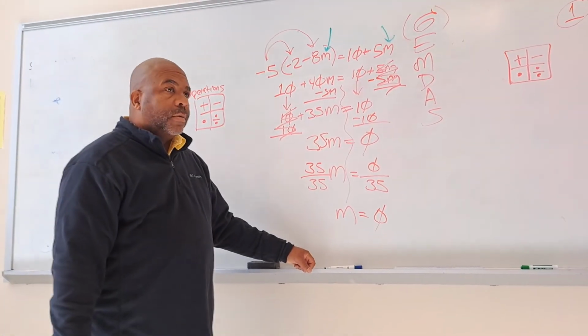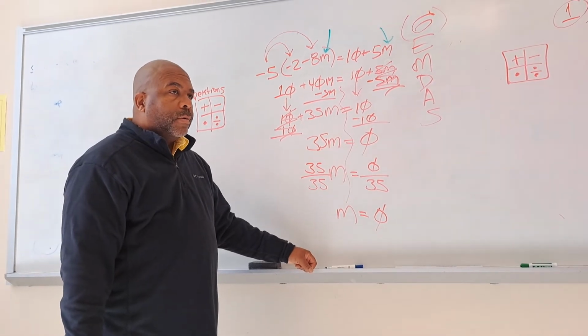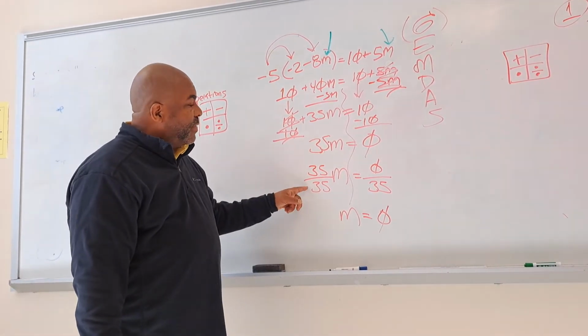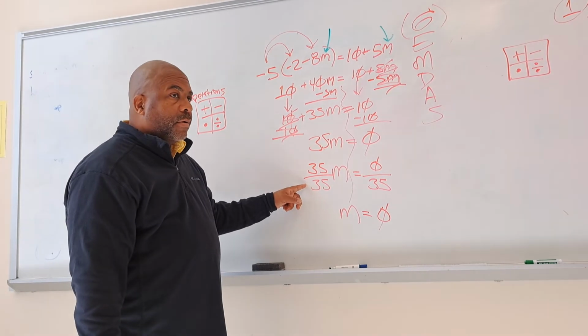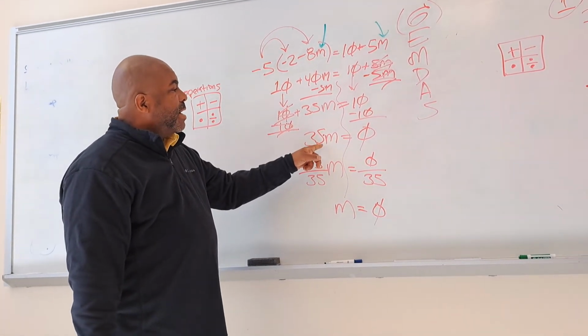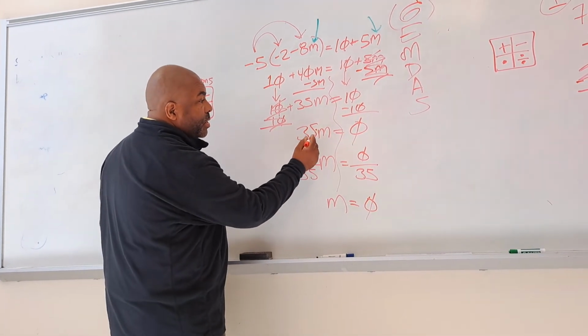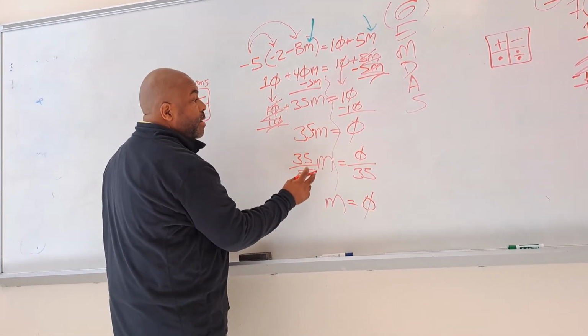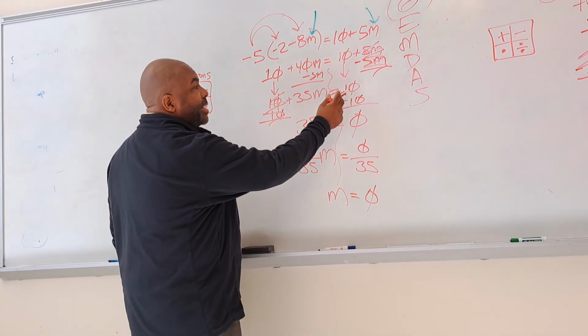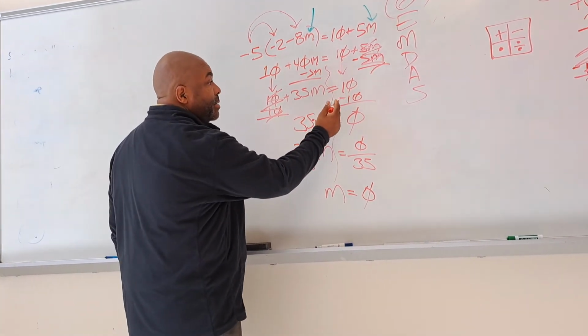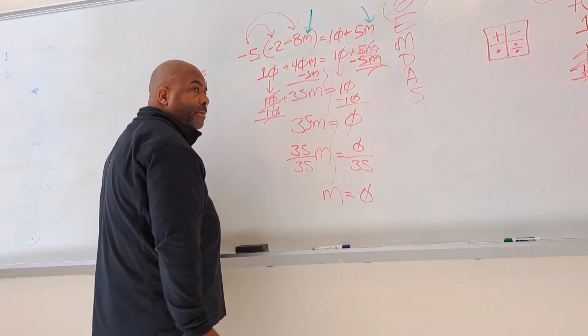What decimal? Weren't you supposed to do 35 divided by 35? Because we were trying to get 35 away from the m. Because we had 35m, which is 35 times m. Or not? Oh, 10 subtracting 10 gave us 0. What is subtract 10?